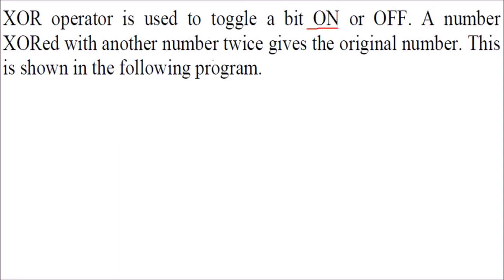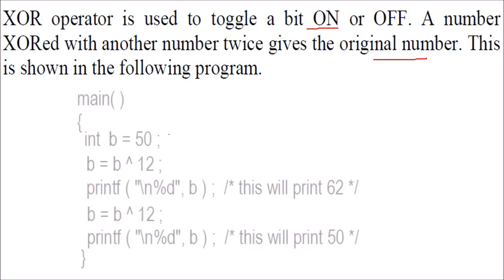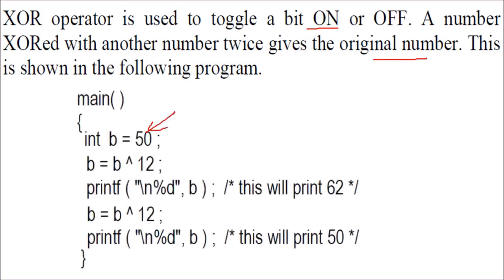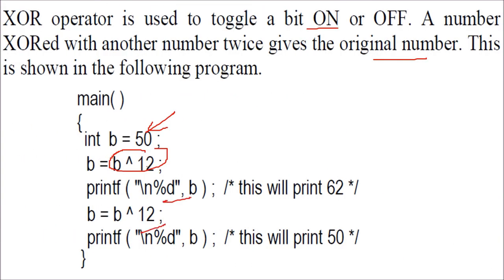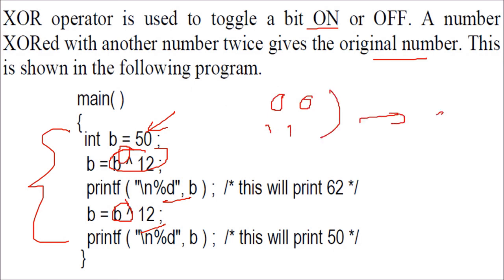And the number which is XORed with itself gives 0. So this is a program. We have used some number and we are trying to XOR it with itself, and you can easily get the result like this. So you can give a sample run to this program, okay? And this is the actual XOR operator. Again, let me remind you, 0, 0 or 1, 1 will always give you 0. 0, 1 or 1, 0 will give you a 1.